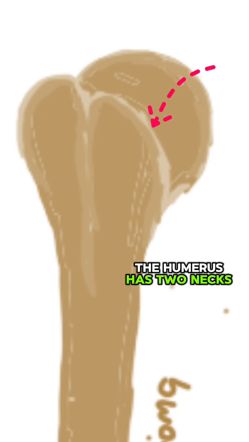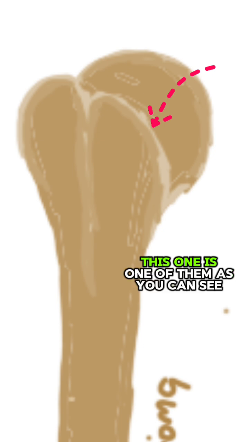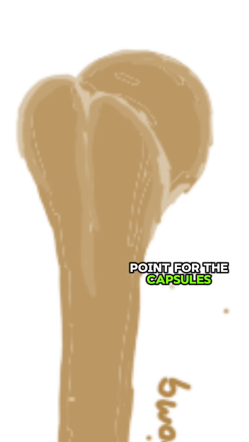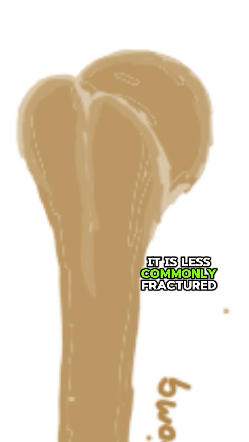This is the anatomical neck of the humerus. The humerus has two necks. This one is one of them. As you can see, it lies just immediately around the head, and it's constricted. It serves as an attachment point for the capsules of the shoulder joint. It is less commonly fractured, but very important for identifying the boundary of the humeral head.